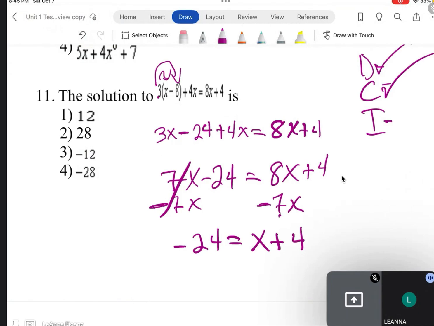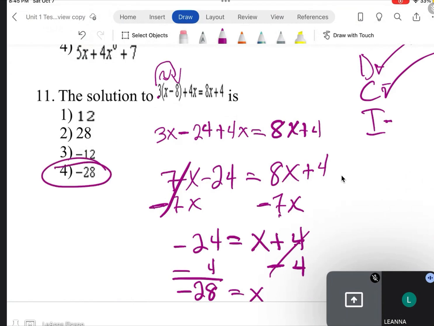Okay, now I am going to get rid of this 4. And I'm going to do that by subtracting 4 on both sides, right? So I get negative 28 here, and I get 0 there. So x equals negative 28. Your x is positive. It's easy to deal with. You don't have to do anything from there, right? So your answer is x equals negative 28.